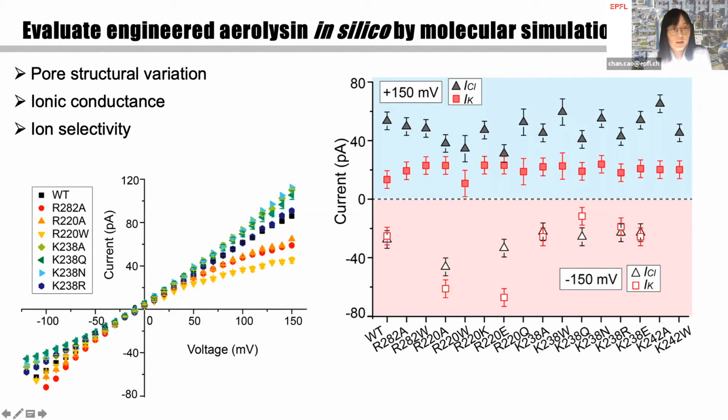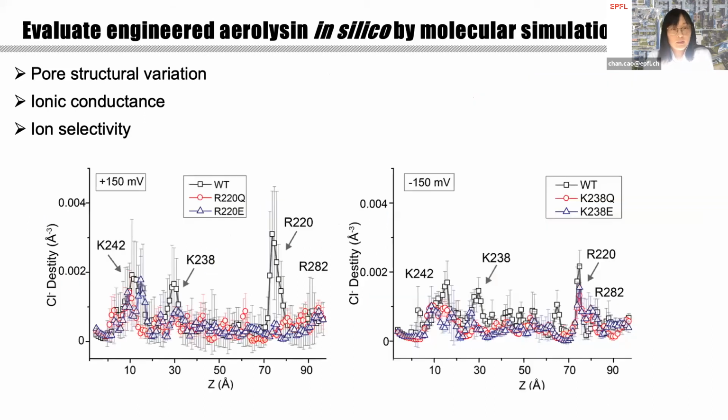So that's why it has wider pore at the negative potential. And the mutation at the bottom region doesn't change that much. So I would say the current selectivity seems controlled by the top region of the pore electrostatic. We can also do an ion density map to see which position really makes sense.